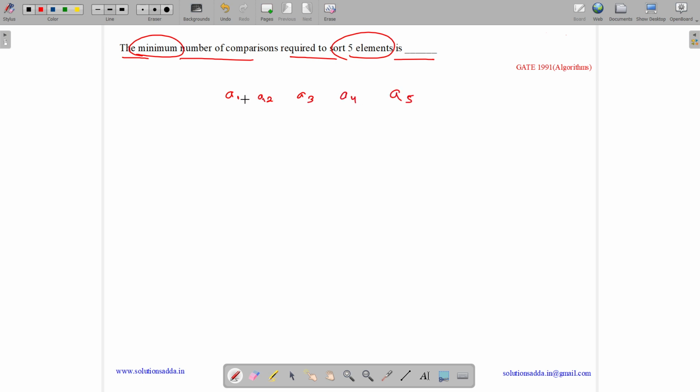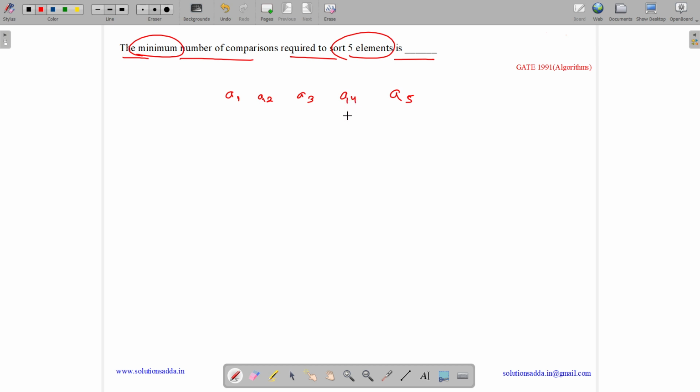Here we are not being asked about the best case, as the best case would be insertion sort, with n minus 1 comparisons for n items, as we would assume a sorted array. But here we need to take a general case. So let us suppose we have 5 items.